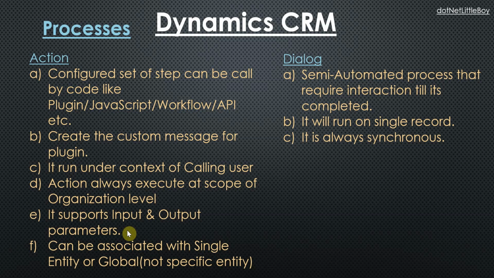And also when you configure the action, you can associate it with a single entity. If not, you can make it global. The use of global is that it is not specific to an entity. You can see that for other processes like dialogue, workflow and business process flow, we have to specify the entity, meaning on which entity it should be triggered or is associated with.